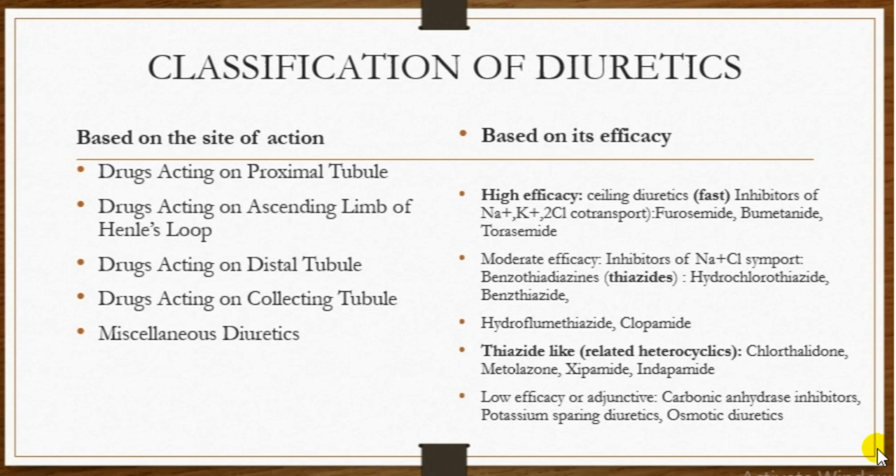Then we have the low efficacy diuretics. They are also called adjunctive diuretics because we usually add some other form of diuretic to the main one to enhance its efficacy. Examples include the osmotic diuretics, the potassium sparing diuretics, as well as the carbonic anhydrase inhibitors.